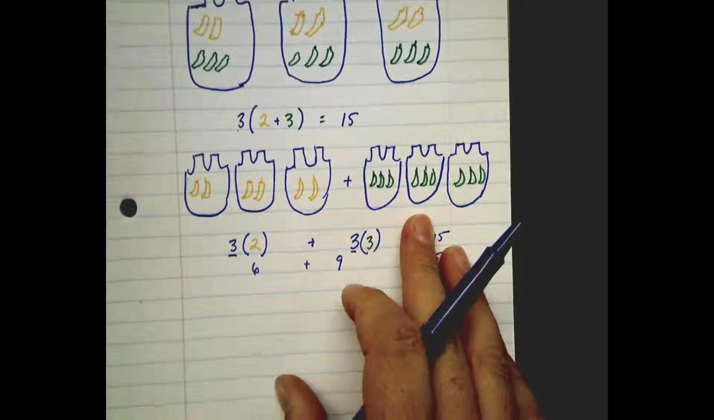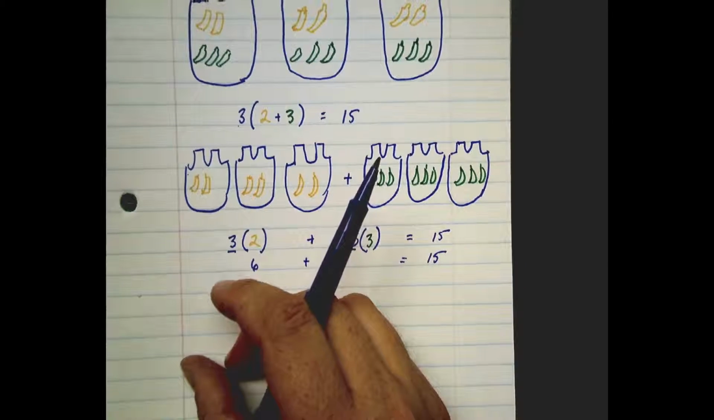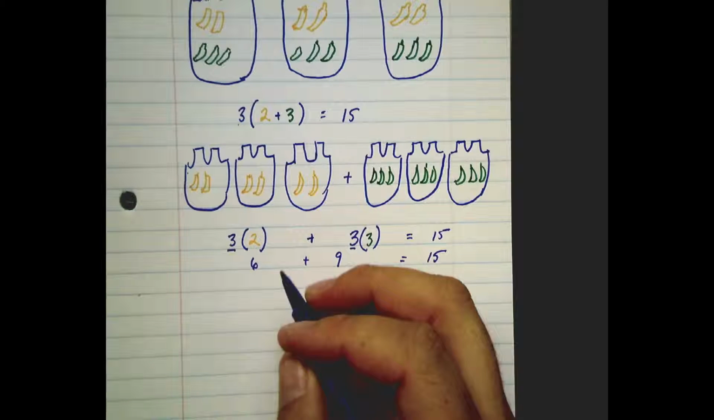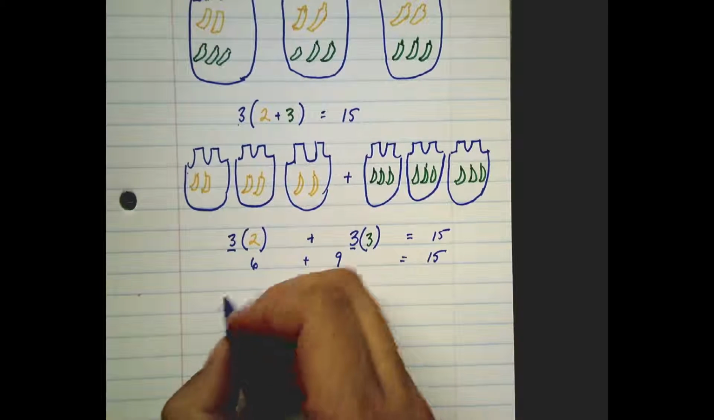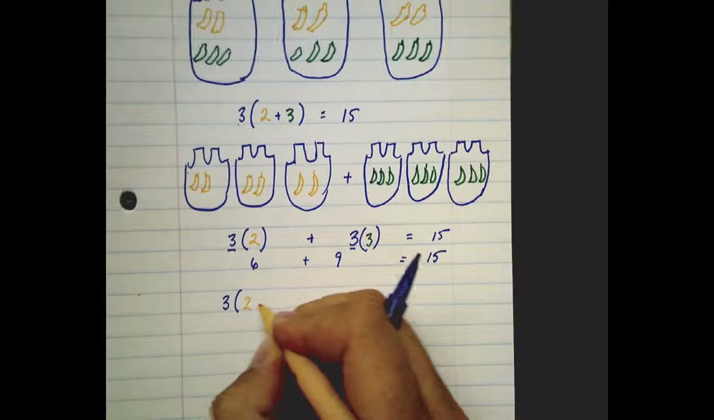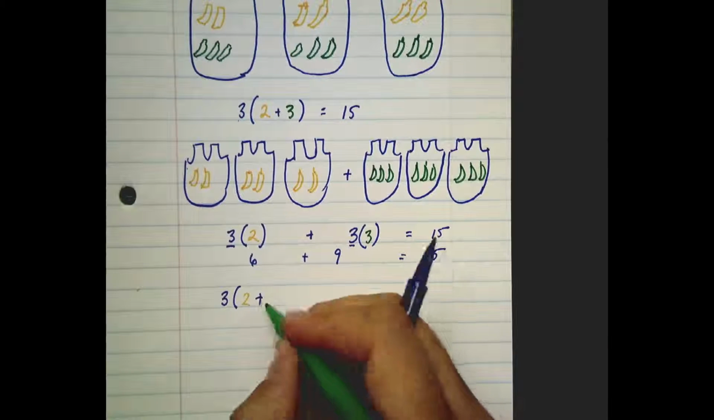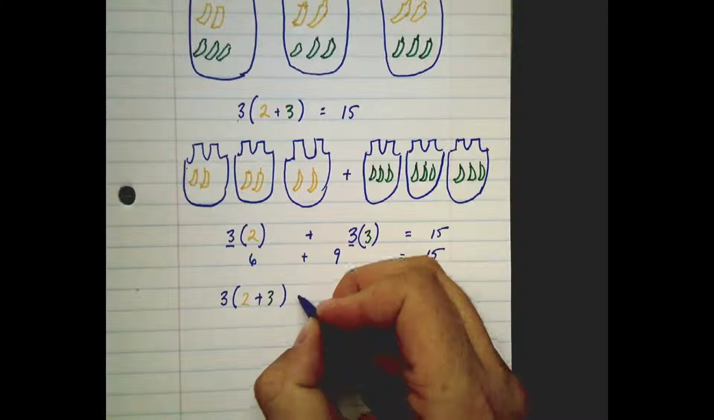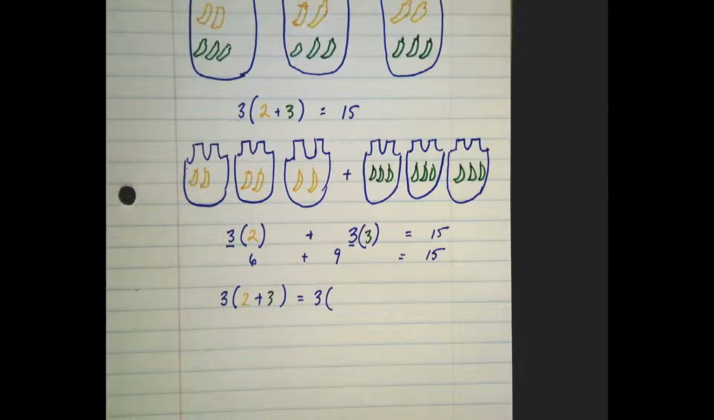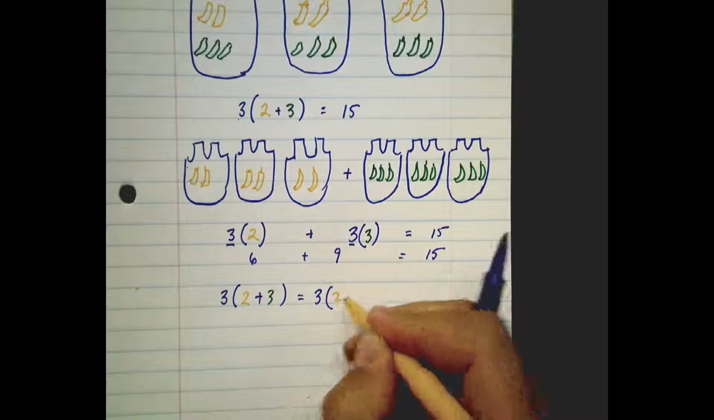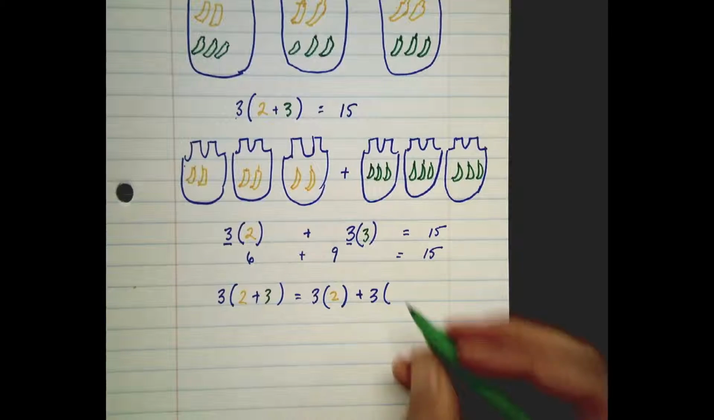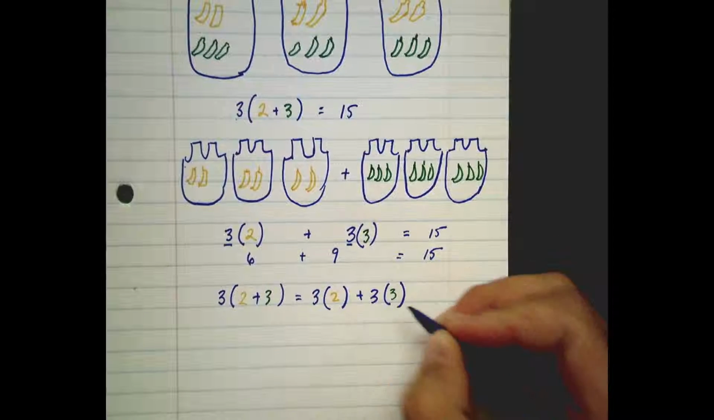So when you see it written, and you're supposed to identify these properties on homework and tests and things like that, you might see it looking something like this, where you'll see it say, 3 times the quantity 2 plus 3 equals the same thing as 3 times 2, right, plus our 3 times 3. Okay, you'll see it looking something like this.